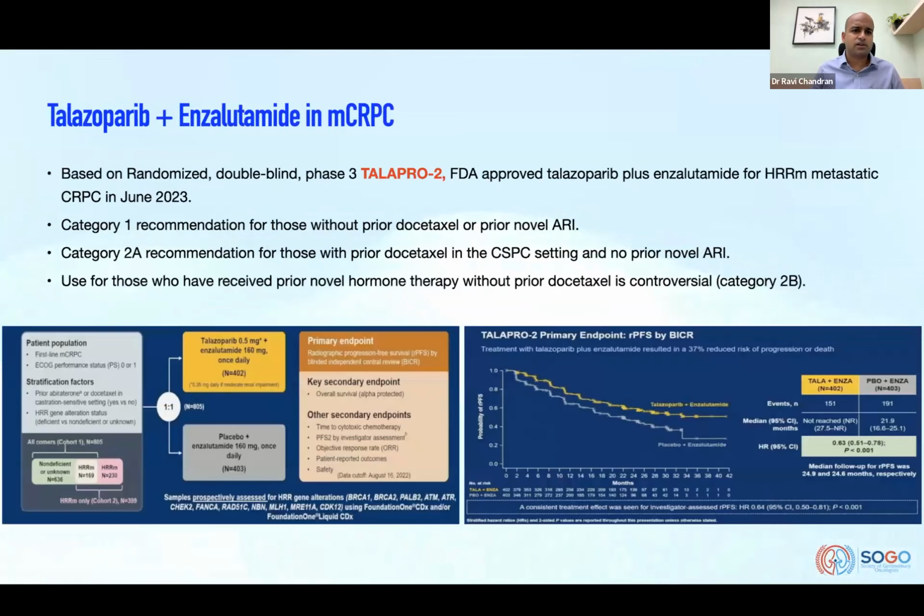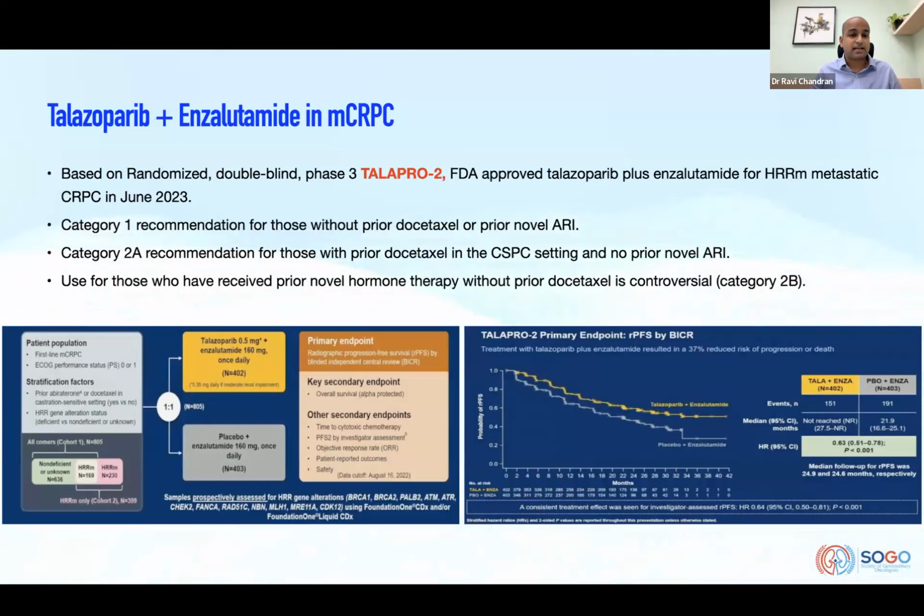Next, coming to the combination of talazoparib and enzalutamide, which was evaluated in TALAPRO-2, and it was FDA approved for HRR mutated metastatic CRPC patients in June 2023. As you can see here in this graph, the combination was performing better than placebo plus enzalutamide.